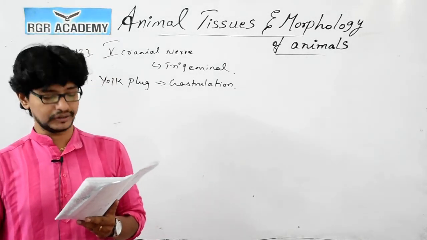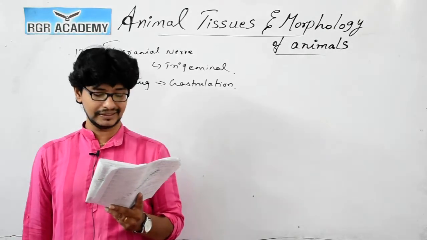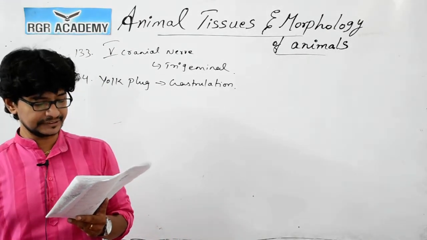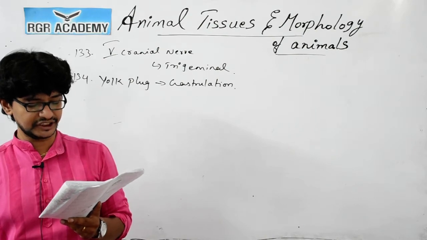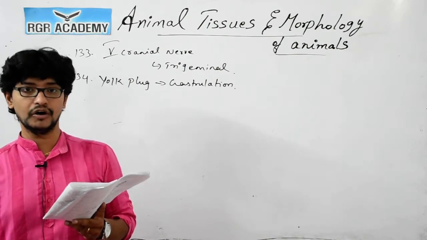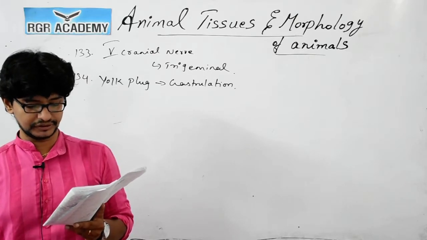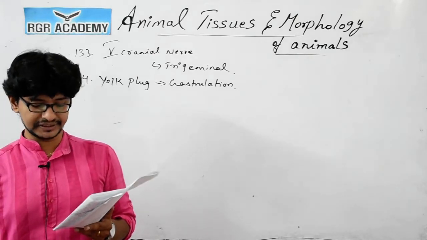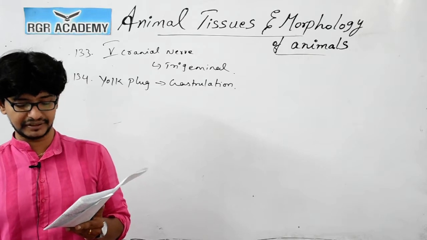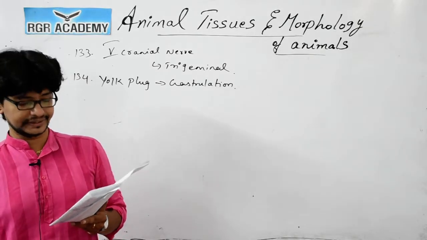136, choose the wrong statement, in which the third is the incorrect statement. Gap junctions facilitate the cells to communicate with each other by connecting the nuclei of adjoining cells. So, option 3 is the correct answer for 136, because gap junctions facilitate cells to communicate with each other by connecting the cytoplasm, not the nuclei, of the adjoining cells.